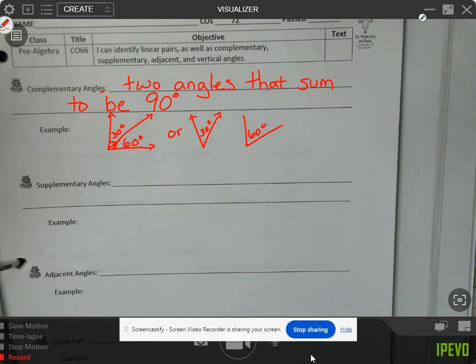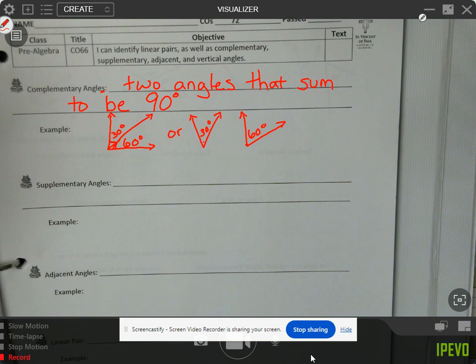These are lines. They are not segments, they are lines. So we need to have our arrows. So, complementary angles are two angles that sum to be 90 degrees.